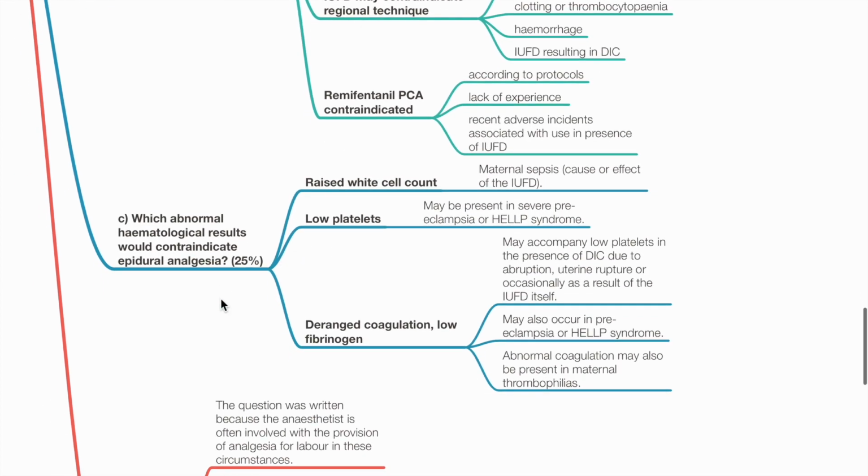C. Which abnormal hematological results would contraindicate epidural analgesia? These include signs of maternal sepsis, such as raised white cell count, thrombocytopenia, which may occur in severe preeclampsia or HELLP syndrome, and deranged coagulation profile, and low fibrinogen, which may accompany low platelets in the presence of DIC due to abruption, uterine rupture, or occasionally due to IUFD itself.